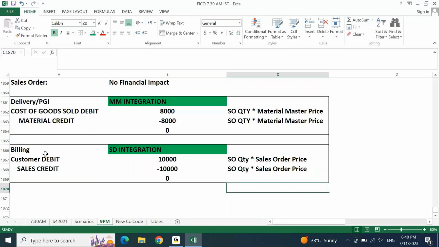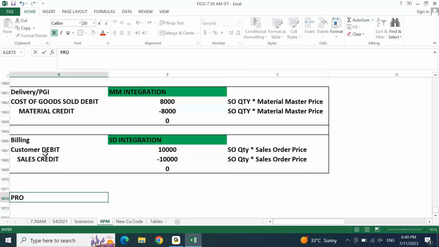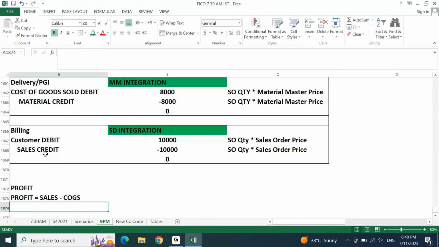Now your requirement is to find out the profit. Profit has a formula. Profit is equal to sales minus COGS. Instead of calling it cost of goods sold, we normally call it COGS. Nobody will tell the complete expansion, cost of goods sold. Majority of people will talk about COGS only. You also start remembering this COGS. Even if somebody is asking, instead of saying cost of goods sold, you can say COGS.